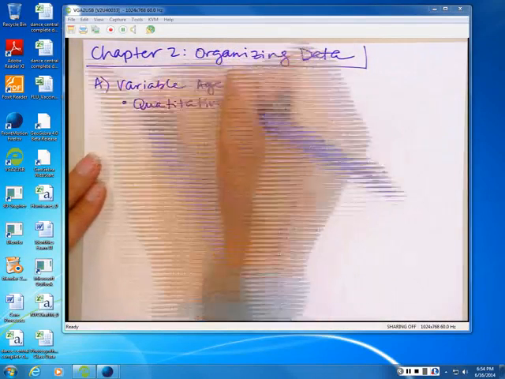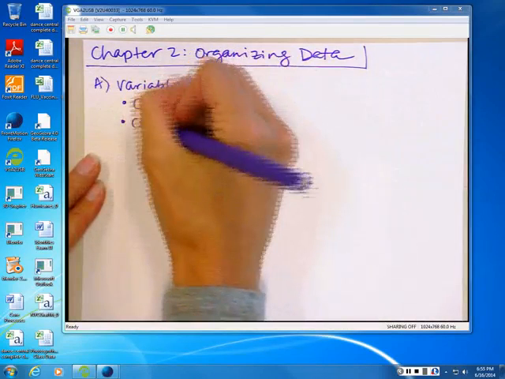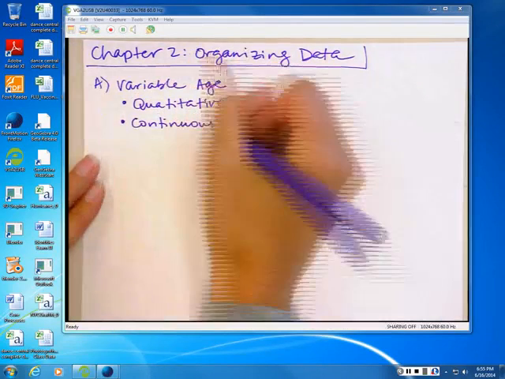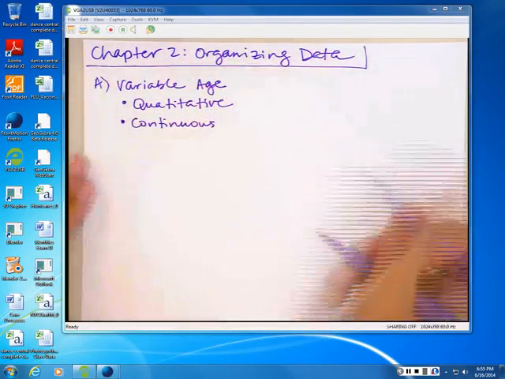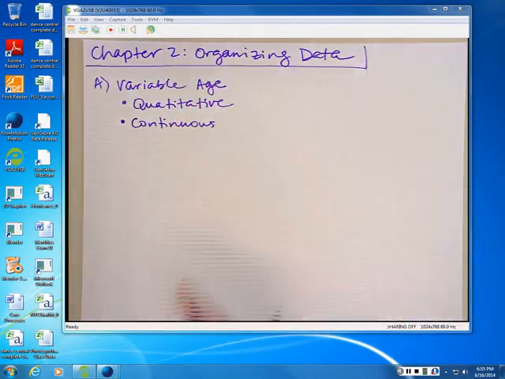Quantitative. It's continuous, because every second I'm getting older, right? I'm a second older now, and now I'm another second older, and now I'm another second older, which is really depressing, but it's a continuous variable.